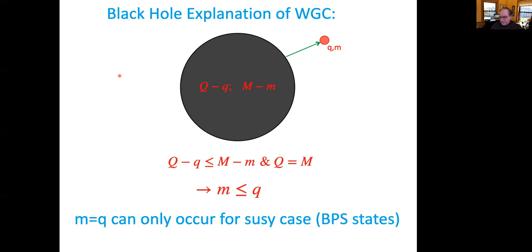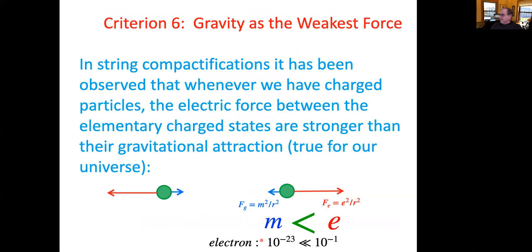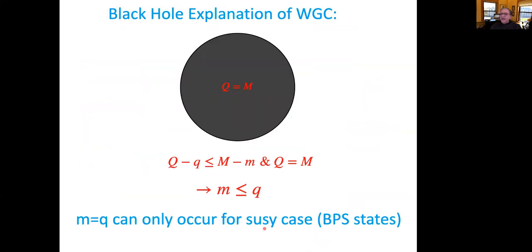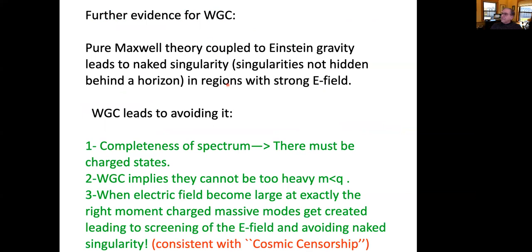So this is an interesting prediction, because what we are saying is that this fact that the mass of the electron, 10 to the minus 23, is less than its charge, 10 to the minus 1, is a prediction of string theory. It's not just a fact in our universe, but actually a prediction. Well, it's a weak prediction, like 10 to the minus 23, but still it could have gone the other way. But actually there's something stronger we can say. You see, there are further evidences for the weak gravity conjecture that I will first say, and then I come back to the next point.